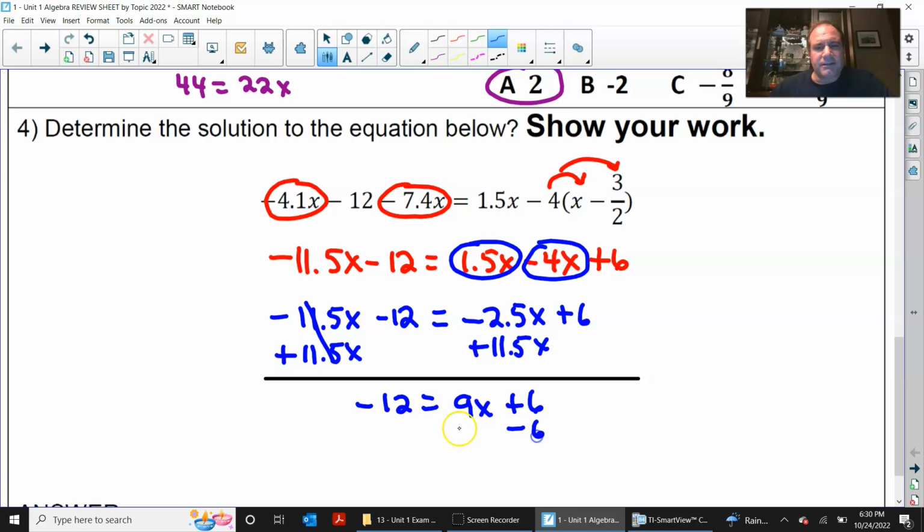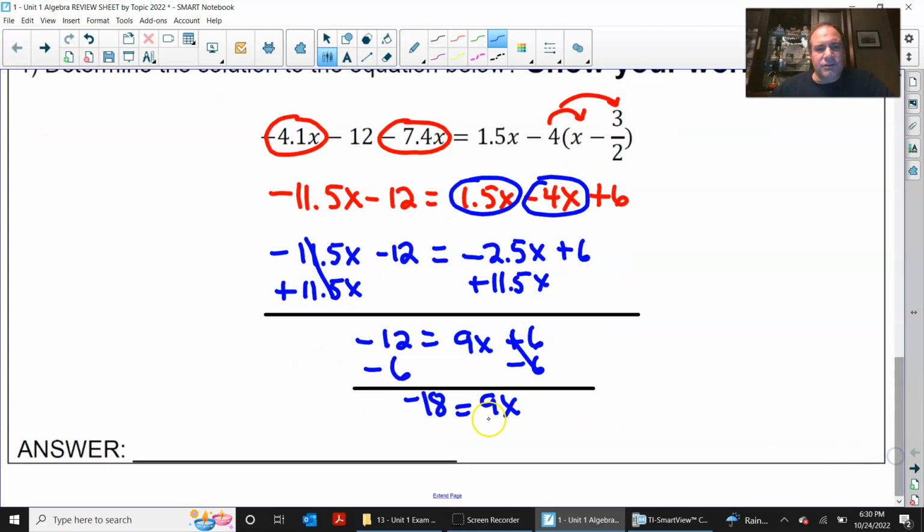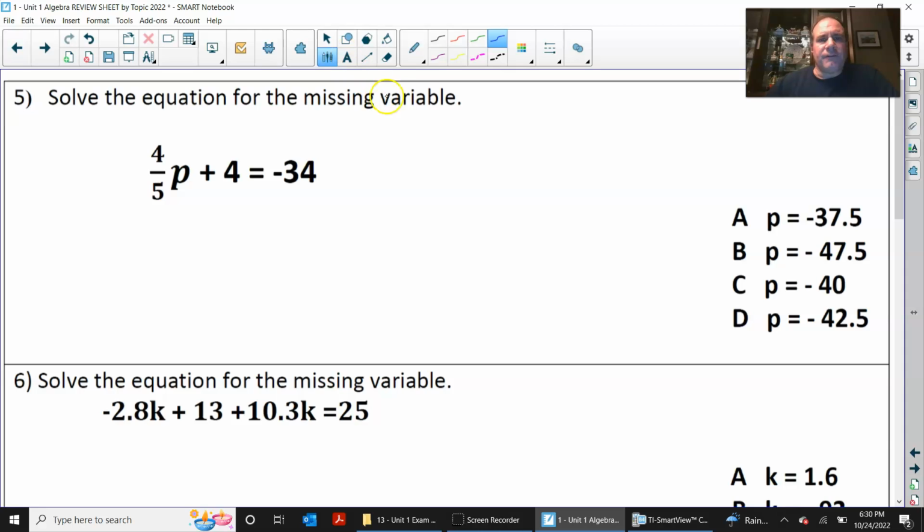So then you subtract 6 on both sides, always doing the opposite of what you see. You have 9x equals 18, negative 18. I'm going to move this down just a little bit more, and I'm going to divide by 9, and I'm going to get x equals negative 2. X equals negative 2.